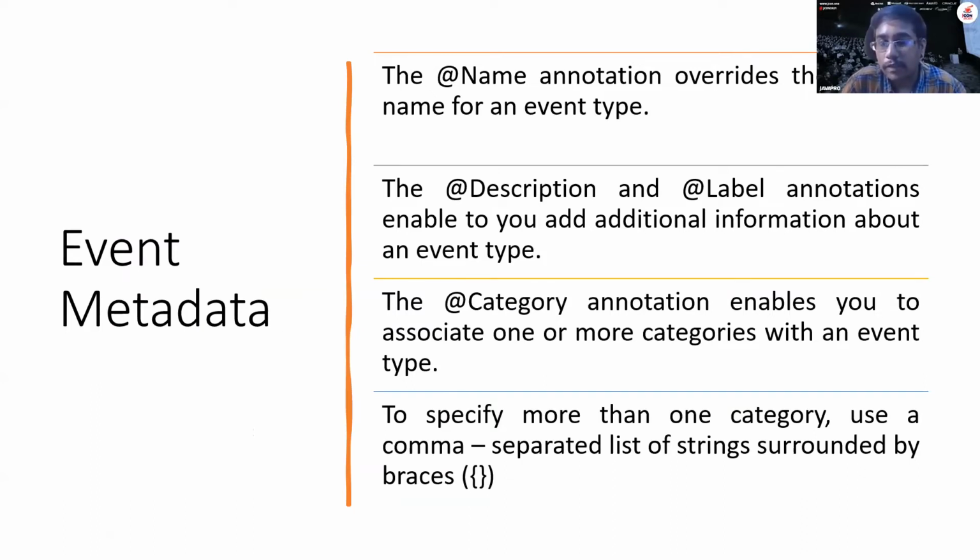One can also leverage another metadata annotation, which is called category, which helps you associate one or more categories with an event, especially if you are running different events at different points of time. And one can specify more than one category using a comma separated list. So that is also something that one can use with the annotations that are provided.